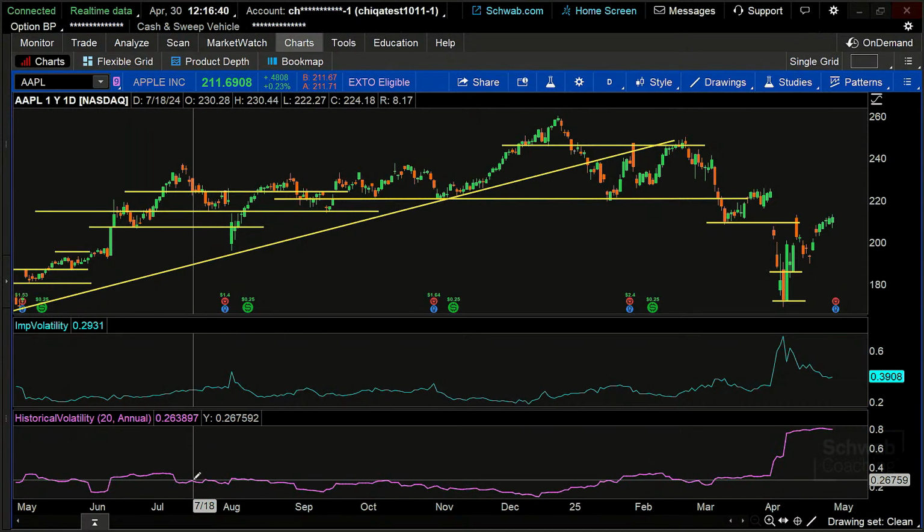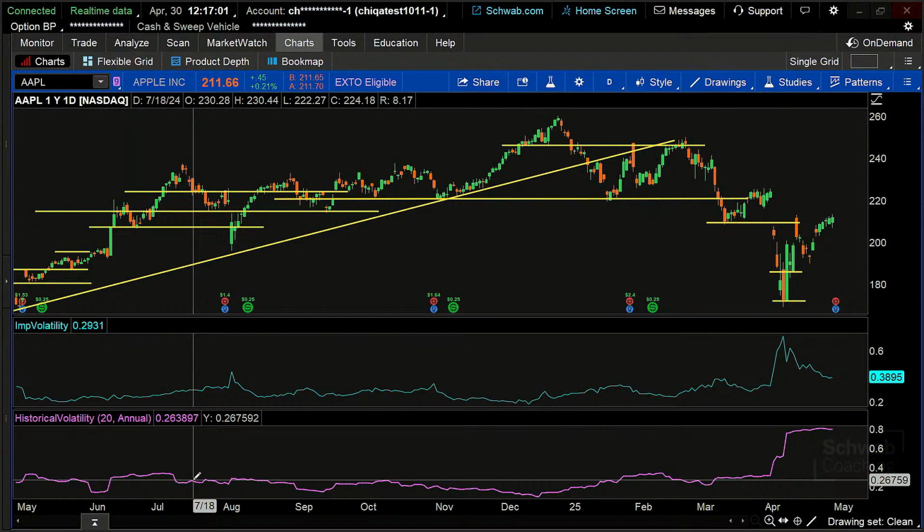So historical volatility is what the stock has already done. Historical volatility is oftentimes called statistical or realized volatility. It's what the stock's already done. It's not forward-looking. It is a statistical look back.